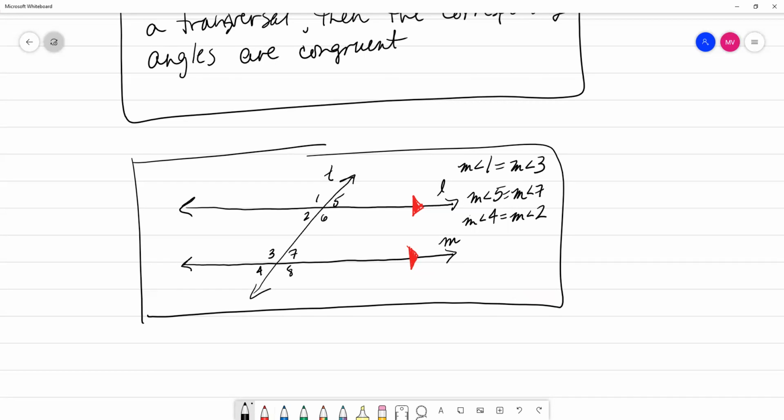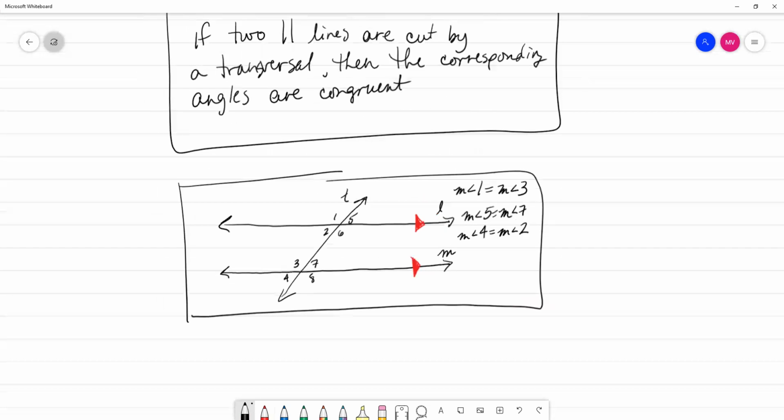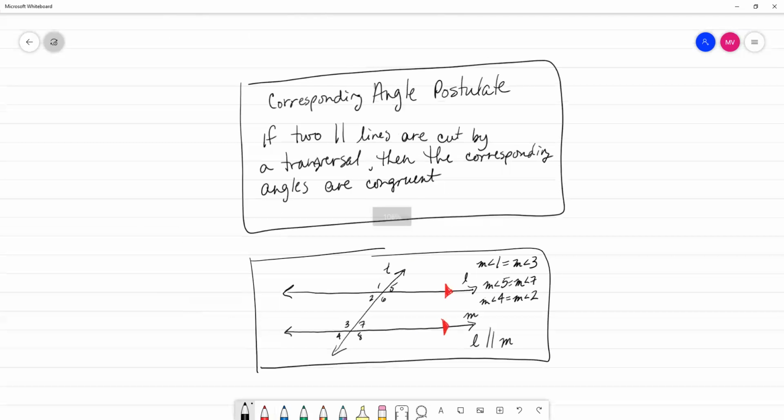Okay, so this is what your note card needs to say. And you could even put that line L is parallel to line M. And that's what those red marks mean. So this is what your note cards need to look like in order for them to be valuable to you going forward, solving the rest of the geometry as we move through here.